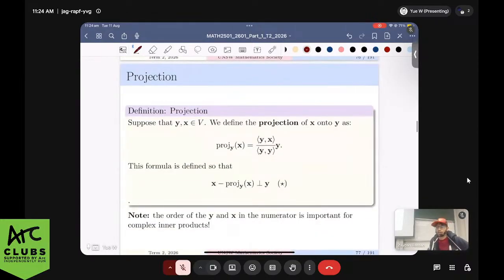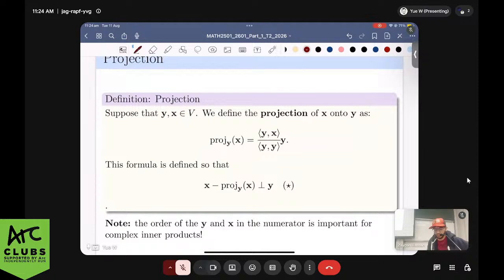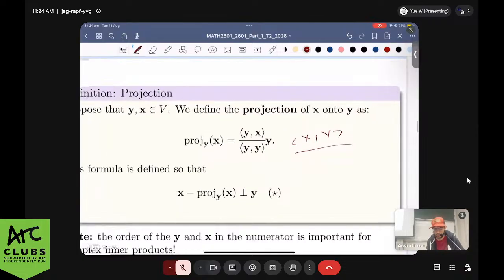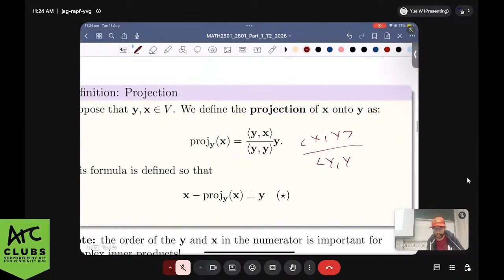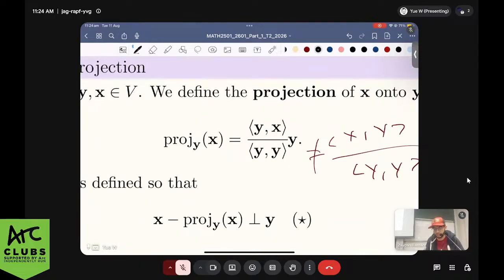Okay, projection. The projection of x onto y is important because there's an actual order of the vectors here: inner product of x with y over inner product of y with y. So you can't write it the other way unless it's a real space. Keep in mind, you probably want to put this on your cheat sheet just in case. This is not equal in general. You have to have y first. One way to remember it is that if you look left to right, y appears first. Similarly, y will appear first in the inner product.